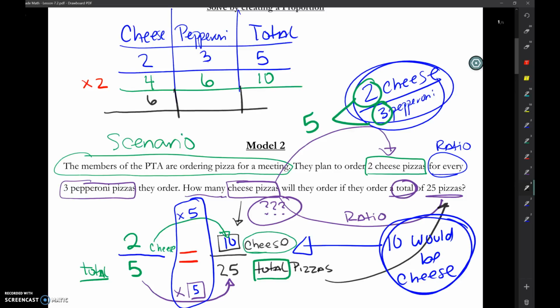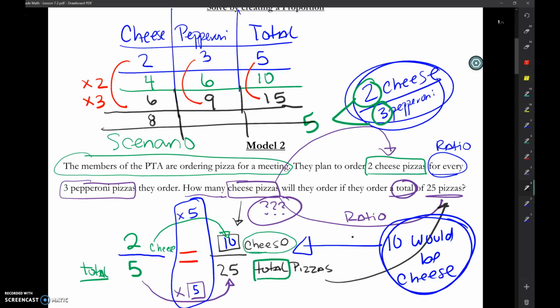6, 9, 15. And if you notice, everything in this row is multiplied by 3. 2 times 3, 3 times 3, 5 times 3. I would then keep on going. 8, 12, and 20. So if we notice, everything here is multiplied by 4. 2 times 4, 3 times 4, and 5 times 4. And I would just keep going through this process until I get to 25 pizzas.